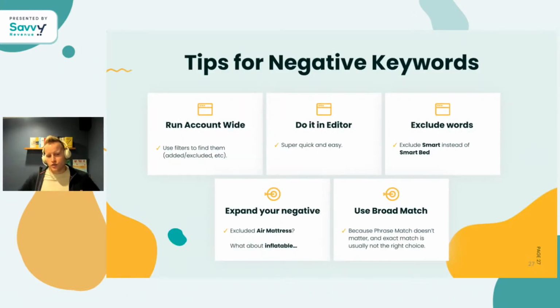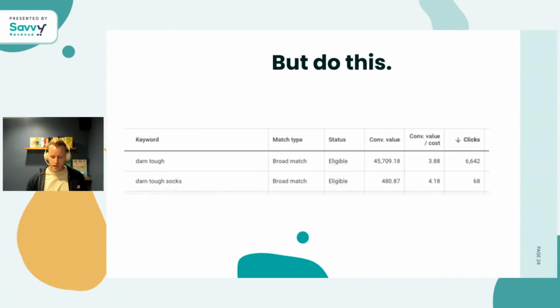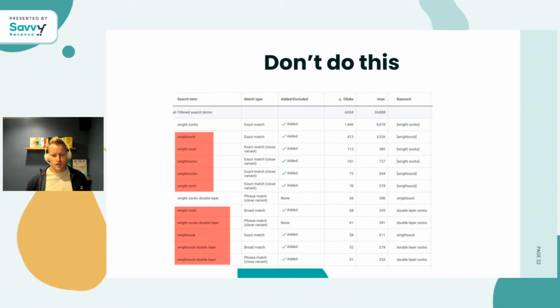So some tips for negative keywords. Run them account wide. Don't go in campaign by campaign. Click on filters and exclude just the entire account. Use filters. There's a column called added and excluded. You can just go in and say everything I haven't already added to the account, everything I haven't already excluded to the account, which means that you just want to see none. That's the list I want to see. Otherwise, you're seeing all the keywords you've already added, and there's no need to see that.